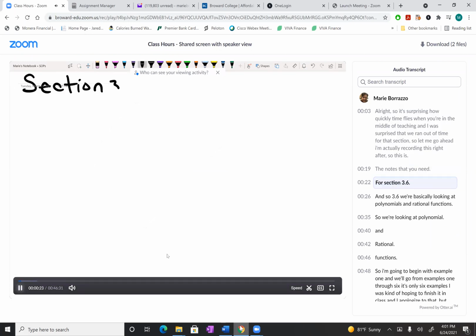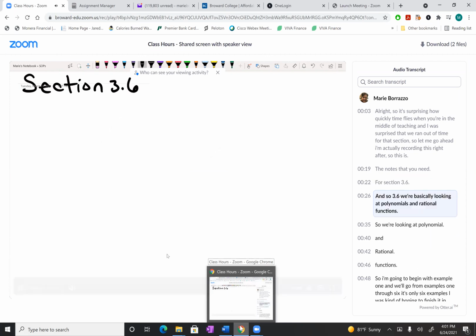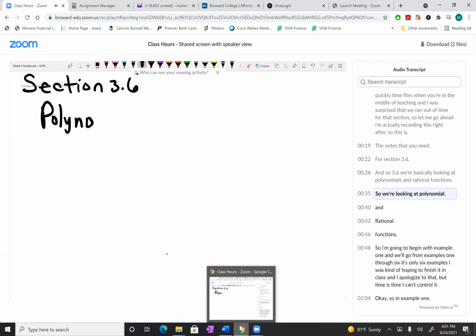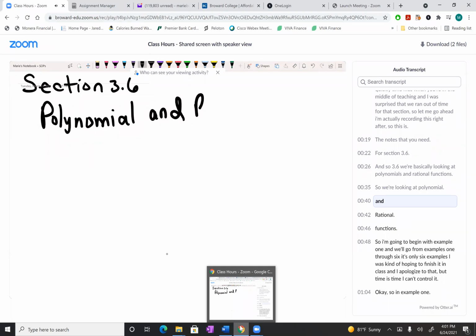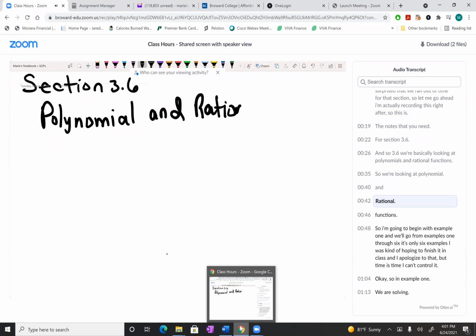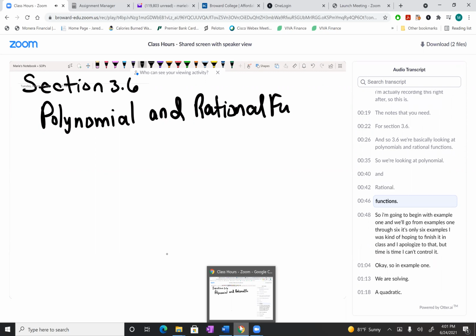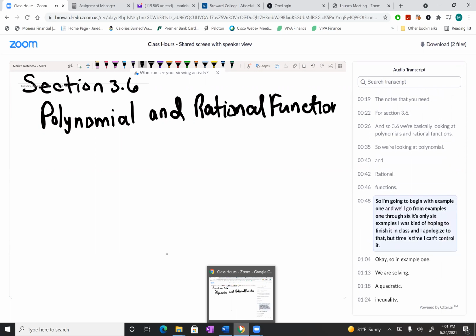For section 3.6, we're basically looking at polynomial and rational functions. So I'm going to begin with example 1, and we'll go from examples 1 through 6. It's only 6 examples. I was kind of hoping to finish it in class, and I apologize for that, but time is time. I can't control it.